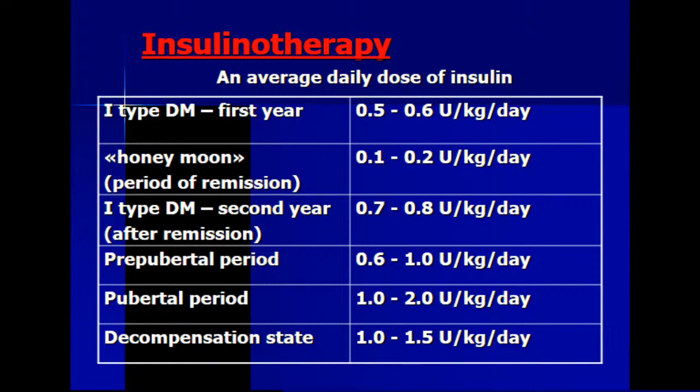Second year, after the period of remission, again the insulin dose increases up to 0.7-0.8 unit per kg per day. Pre-pubertal period, 0.6 up to 1 unit per kg per day. Pubertal period, 1 to 2 units per kg per day. And the decompensation stage, when ketoacidosis develops, the daily dose of insulin is around 1 to 1.5 units per kg per day. Keep this information in your memory, please.